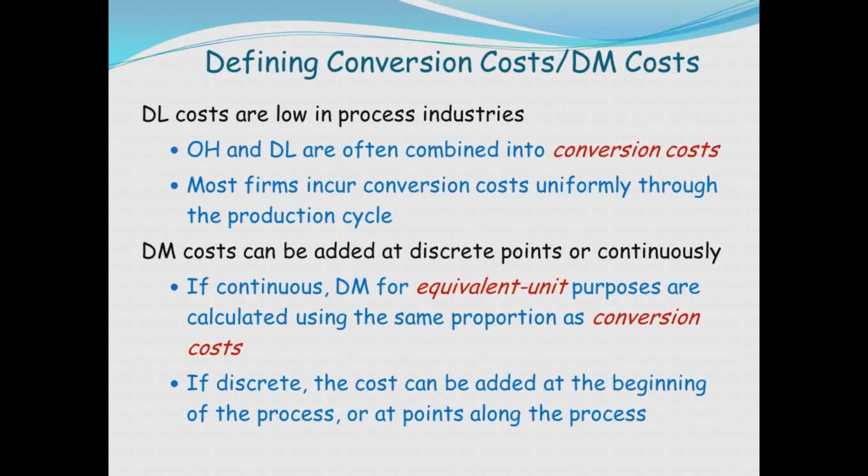If for some reason direct materials go in continuously, and it's possible, there's some kind of a drip process, you drip in direct materials all the way through the process, can't think of one off the top of my head, then you would treat it in the same model we're going to talk about for conversion costs. Otherwise, it's more direct. And as I said, quite often it can be all at the beginning of a process or at multiple points along a process.